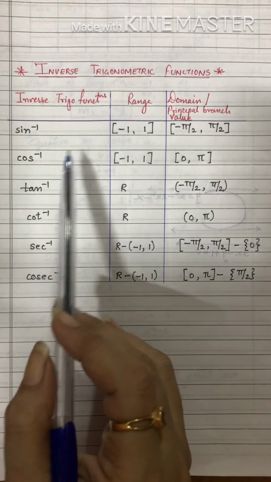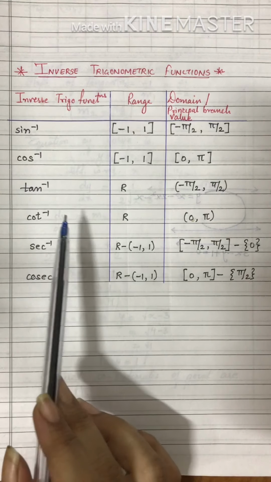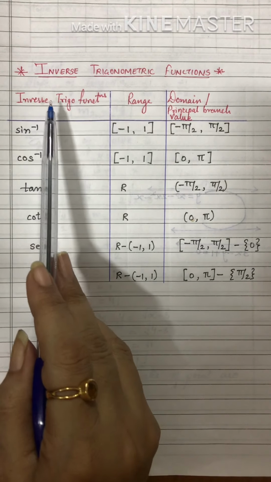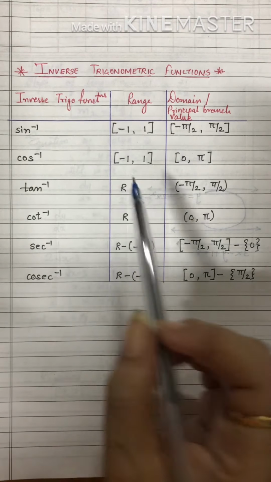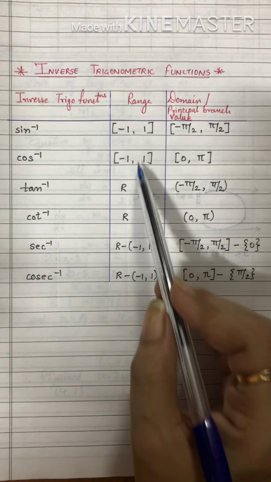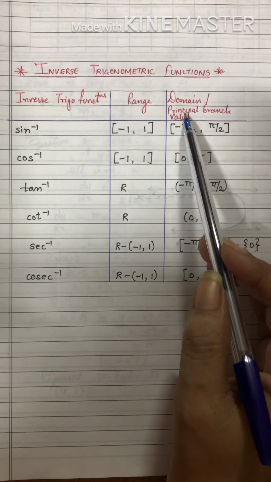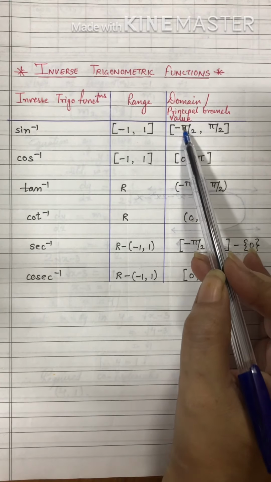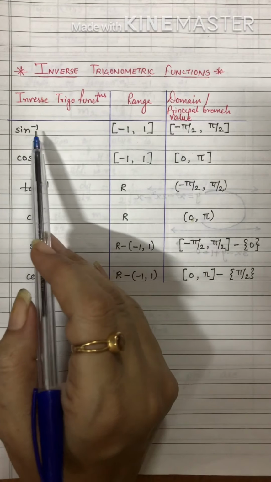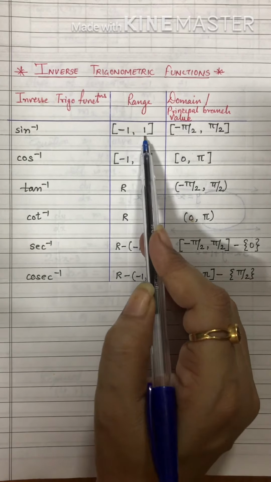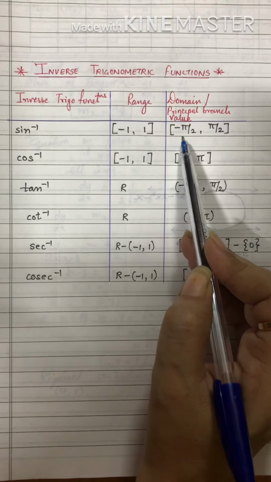Very first we need to know about the chart. This is very important. This is the inverse trigonometric functions range and domain chart. First column I have taken inverse trigo functions, second column I have shown the range, third column I have taken domain, which is also called the principal branch value. Okay, so just see first one, sine inverse, its range is -1 1 and domain is minus pi by 2 to pi by 2.